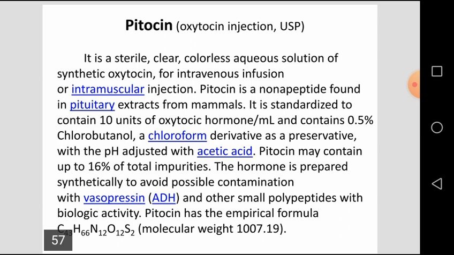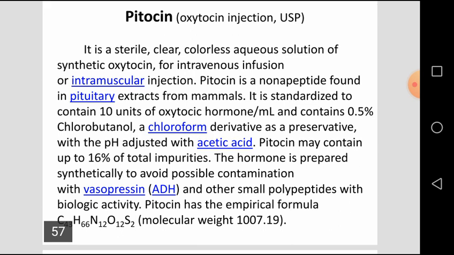Pitocin has the empirical formula of C43H66N12O12S2, and the molecular weight is 1007.19.